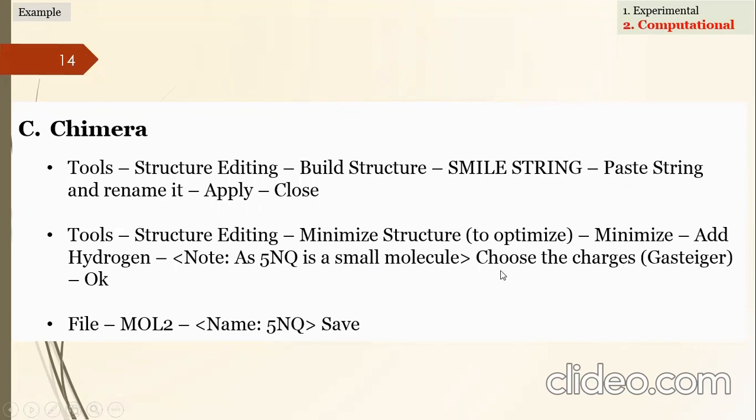5NQ is a small molecule. So choose charges, Gasteiger, and then click OK. So here we need to know one thing, and that is what?